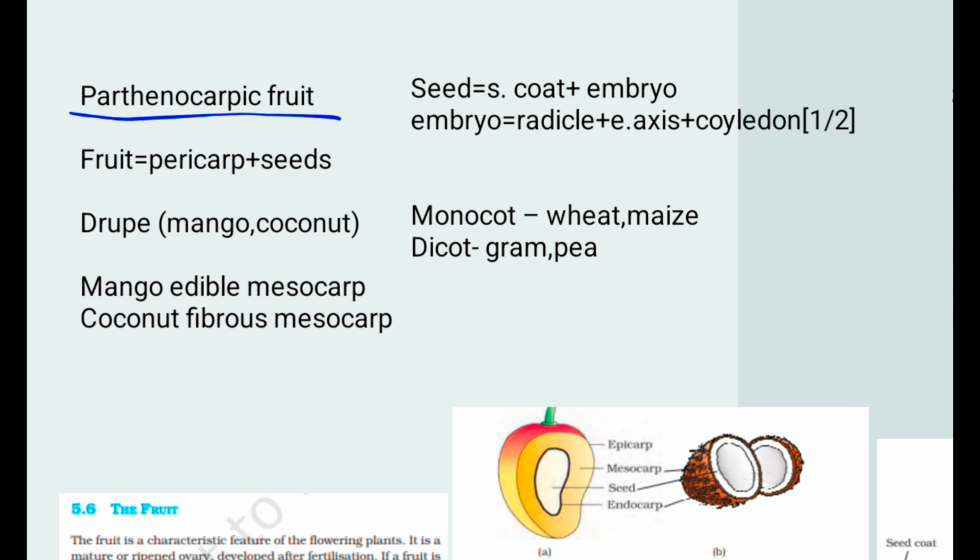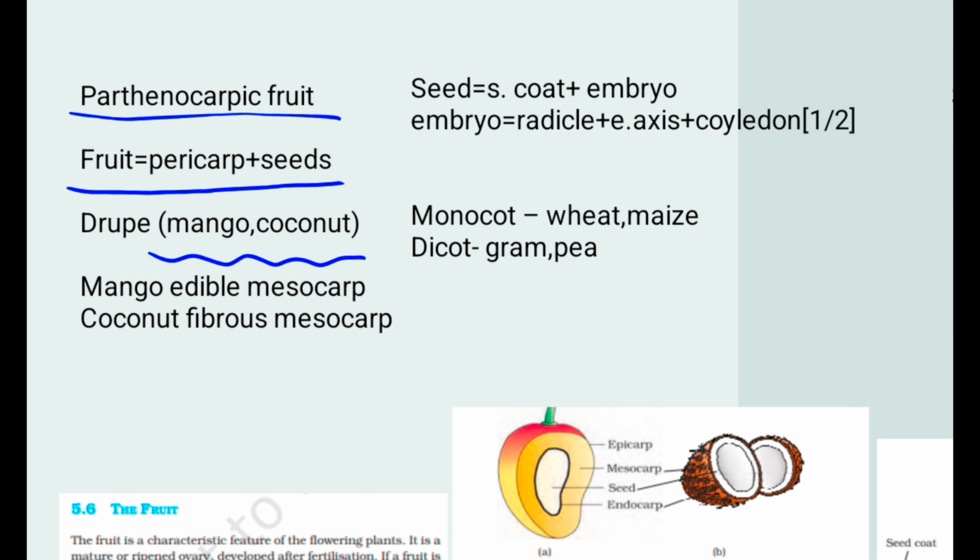Parthenocarpic fruit is the fruit formed without fertilization of the ovary, and it is a seedless fruit. Fruit consists of pericarp and seed. Pericarp can be dry or fleshy. If it is fleshy, it is differentiated into epicarp, mesocarp and endocarp.